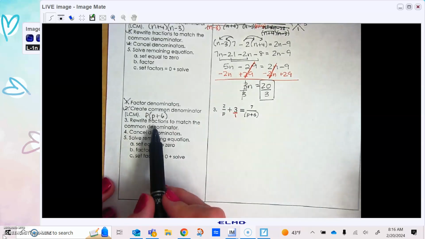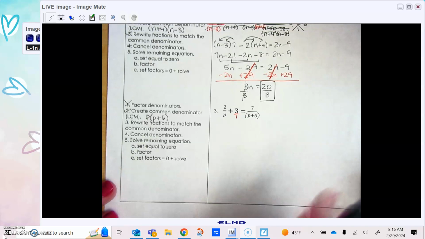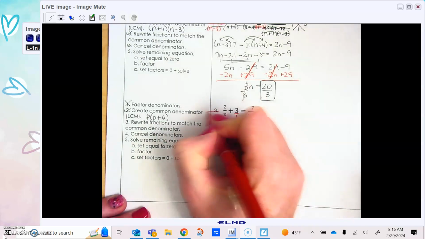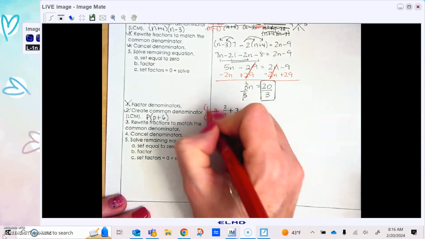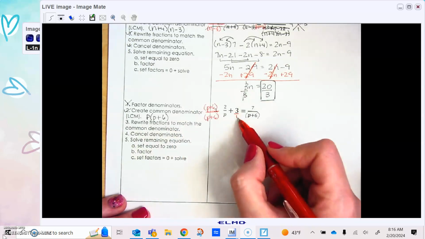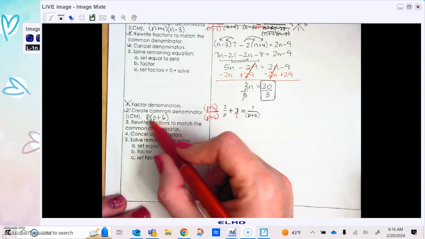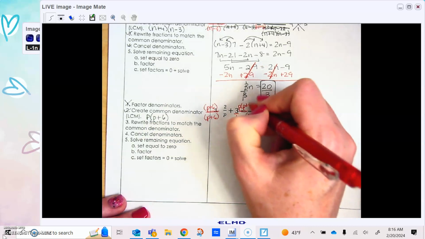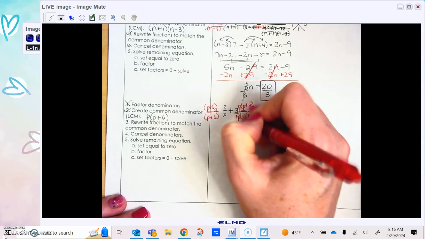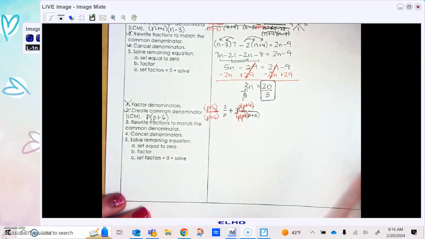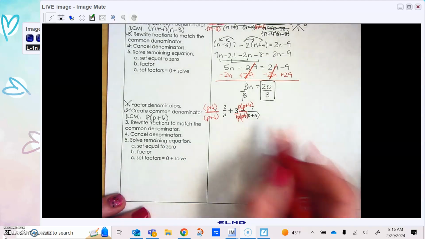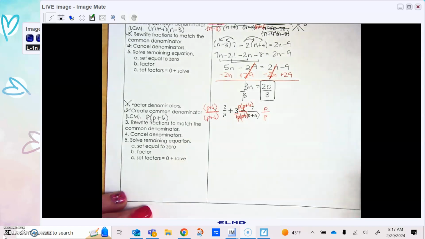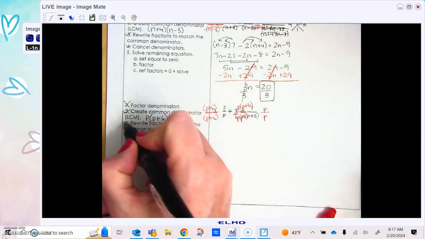Step 3, rewrite the fractions to match the common denominator. So the first fraction has the p. It also needs the p plus 6, top and bottom. The second fraction has 1. It needs both of these things, a p and a p plus 6, top and bottom. And then the last fraction has the p plus 6, and it needs another p. So I have rewritten the fractions.